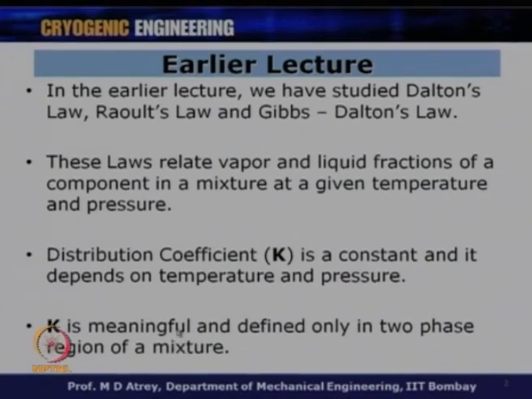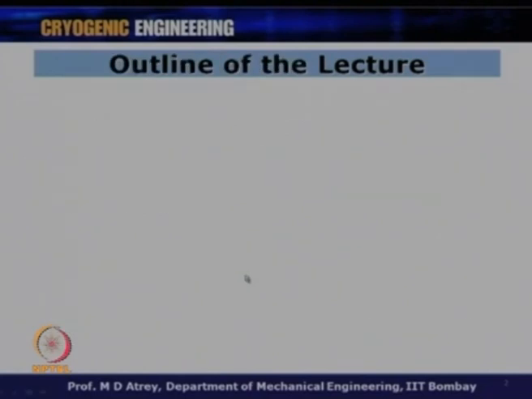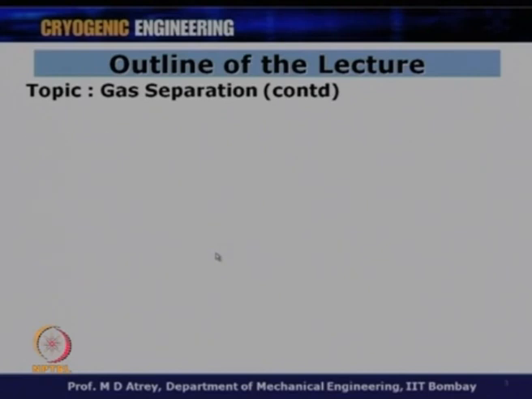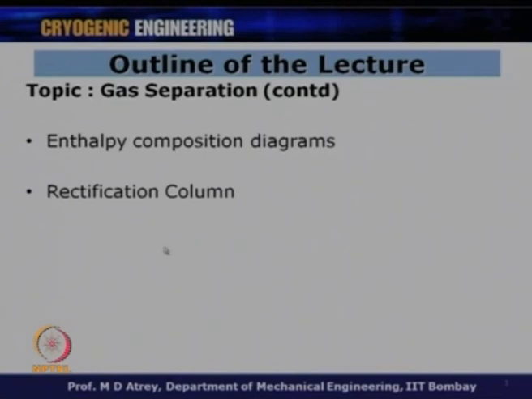So, we are talking about oxygen and nitrogen. The value of K will be given between 90 Kelvin and 77 Kelvin, which happen to be the boiling points of oxygen and nitrogen respectively. With this background, the outline of today's lecture is, we will now see the enthalpy composition diagram. We have seen earlier the temperature composition diagram. One of the most important things is the enthalpy composition diagram.